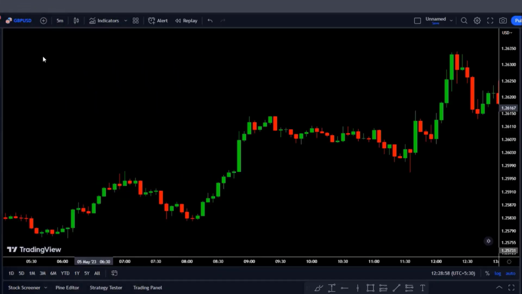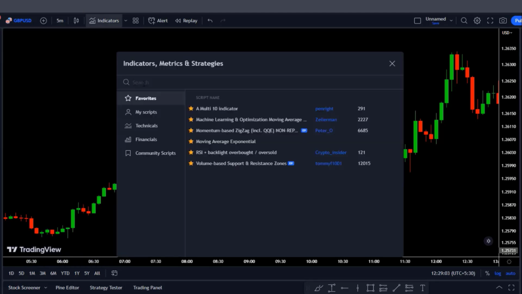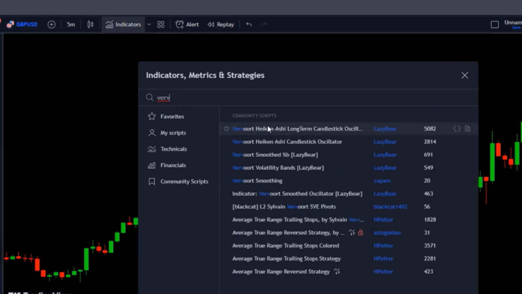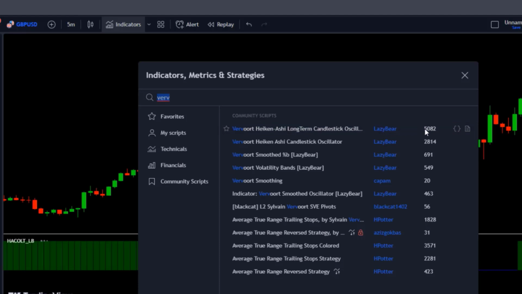So how should we install these tools on our chart? First of all, open the GBP/USD price chart on the 5 minutes time frame. Open the Indicators tab and search for Vervoort Heiken Ashi Long-Term Candlestick Oscillator by Lazy Bear. Apply it to the chart.